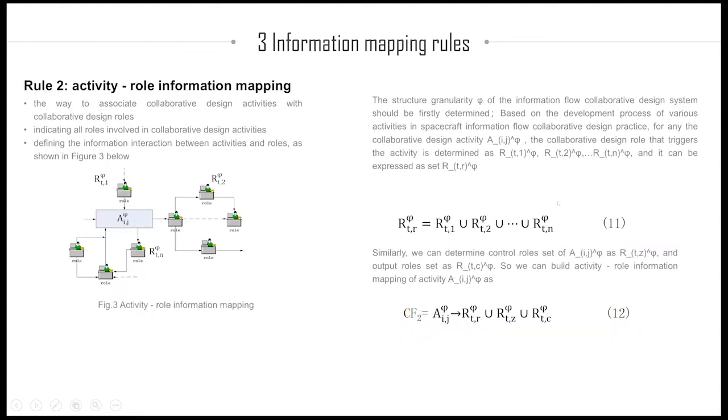Rule 2. Activity role information mapping. This is the way to associate collaborative design activities with collaborative design roles. It indicates all roles involved in collaborative design activities. Also it defines the information interaction between activity and roles as shown in Figure 3. Also, there are two formulas about this, as shown in 11 and 12. This is the relationship and also the roles.